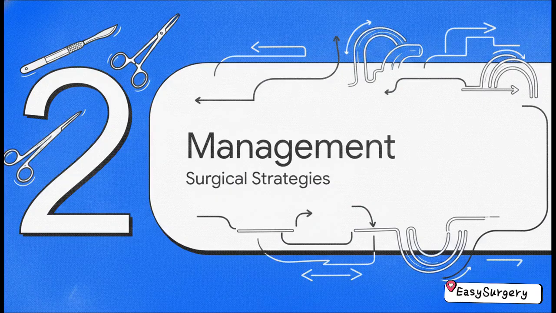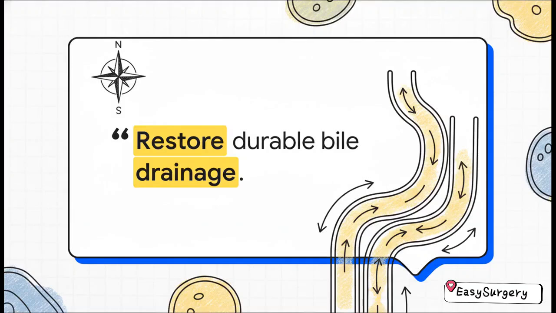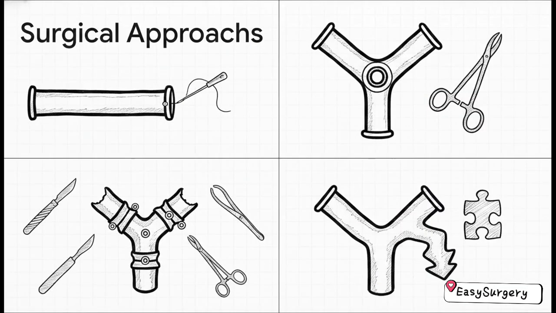Moving right along to management. Before we start talking about specific procedures, we need to know what our actual goal is. In managing any of these benign strictures, the objective is incredibly simple: restore durable bile drainage. That is our guiding North Star. So how do we pull that off? Well, we tailor our approach right to the stricture type. For types I and II, because the stricture is lower and leaves us with some healthy common hepatic duct to work with, they're usually perfectly amenable to standard biliary reconstruction. The most common approach you'll see here is a Roux-en-Y hepatojejunostomy.